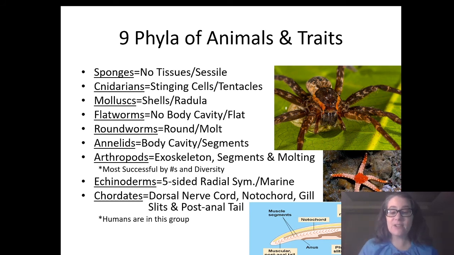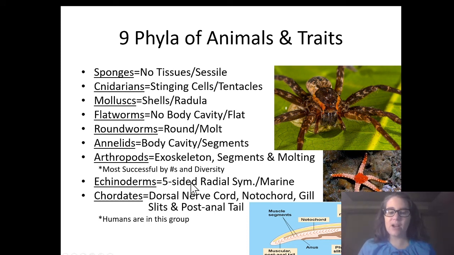The most successful animal group by number and by diversity on planet Earth is arthropods. This includes your crustaceans, your insects, your millipedes and centipedes, and then all of your arachnids as well, your spiders, ticks, and things like that. All of this group, they all have an exoskeleton, so an outside body covering, segments, and they can molt very readily.